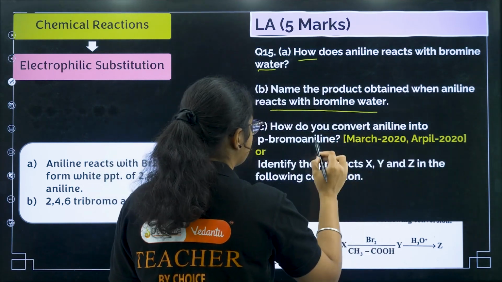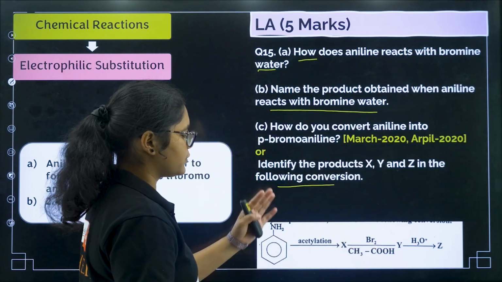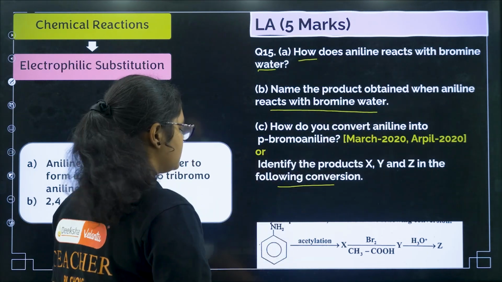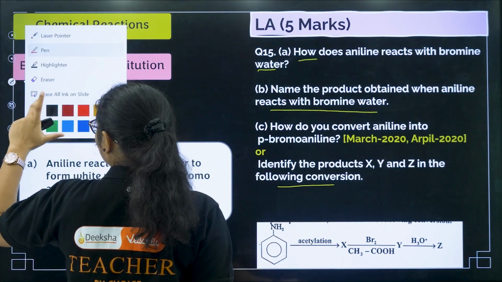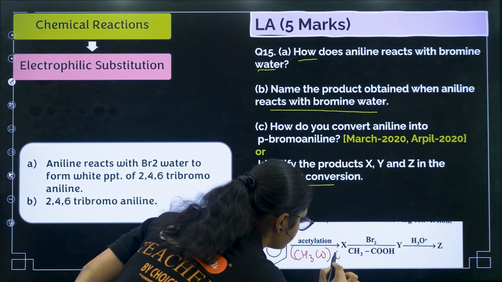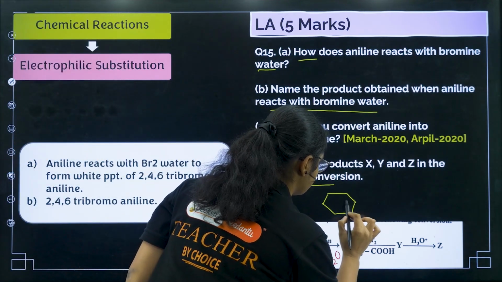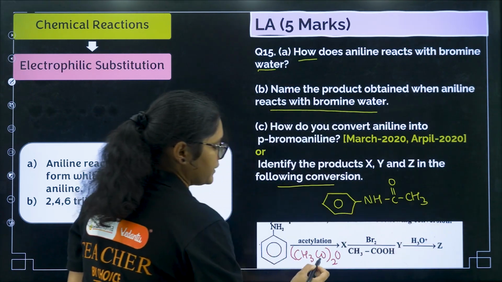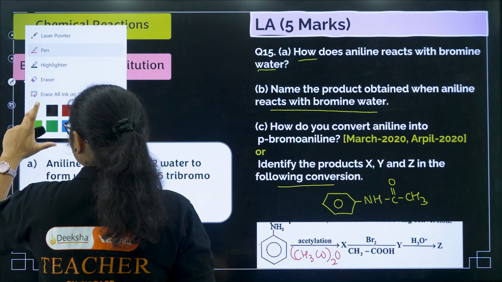Next, how do you convert aniline into para-bromoaniline, or identify the products X, Y, Z in the following conversion? Both questions will have the same answer. If you first take aniline and you want only the para product, then first you need to acylate it. For acylation, you can use acetic anhydride, (CH3CO)2O. Once you use this, you will get the acylated product, NHCOCH3. Now if you take bromine and CH3COOH, what will happen? Bromine will be substituted at the para position.